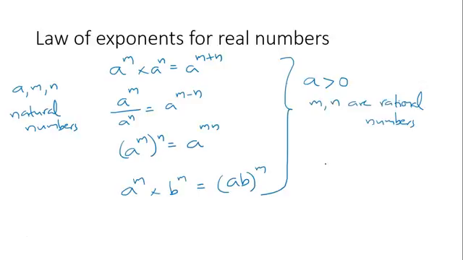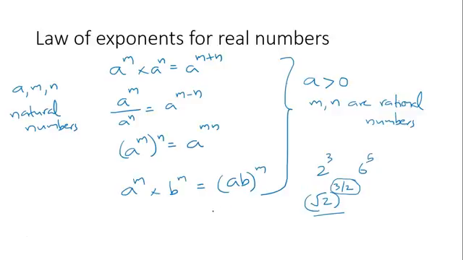So instead of seeing just exponents like 2 raised to 3 or 6 raised to 5, now you'll also see exponents like root 2 raised to 3 by 2, for example. So the base can be any positive real number, and the exponent can be any rational number. So that's the only difference. The laws themselves don't change.